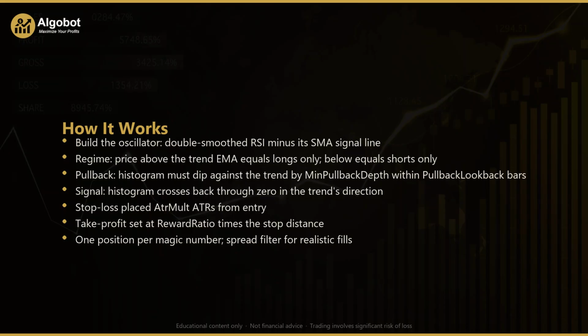Finally, it subtracts a 9-period simple moving average of that smooth series. The difference is the derivative oscillator histogram, a low noise, low lag momentum reading centered on 0.